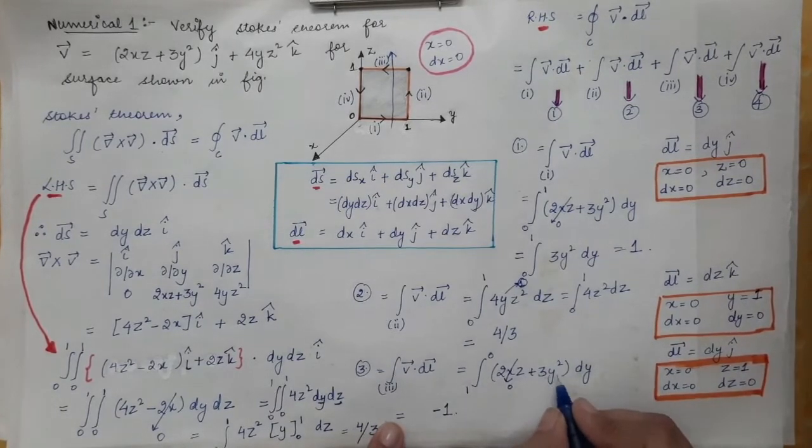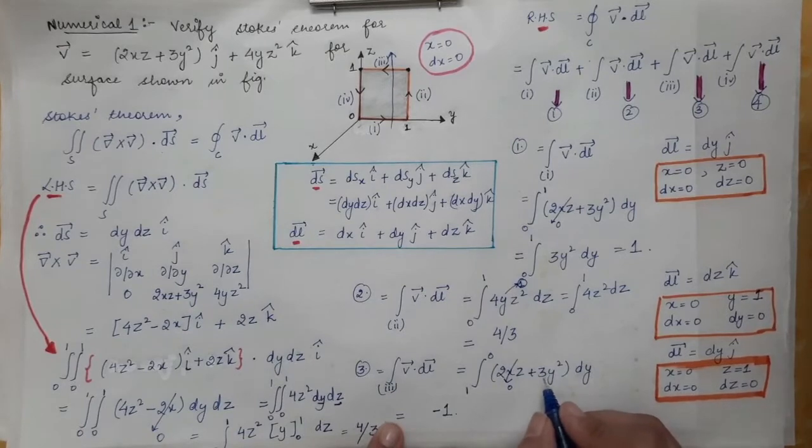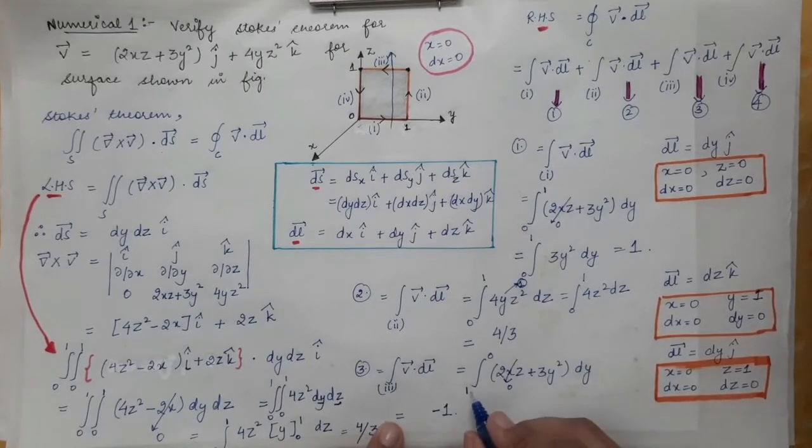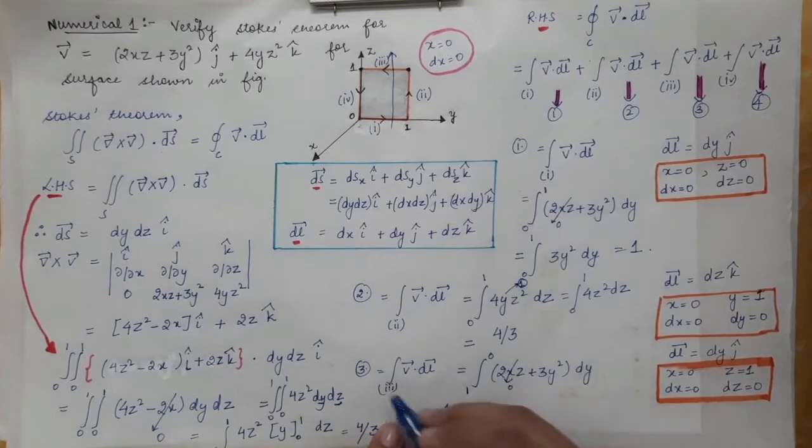So when you evaluate 3y square into dy, that will be 3y cube divided by 3, and we have limits from 1 to 0. So when you put limits from 1 to 0, this integral will be equal to minus 1.